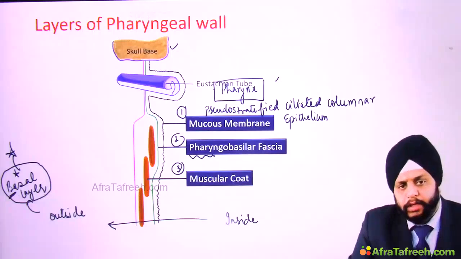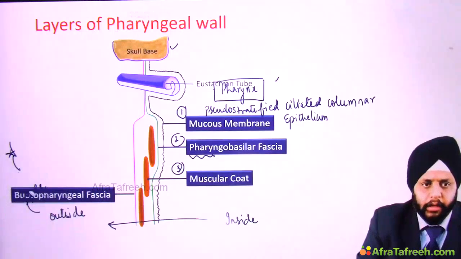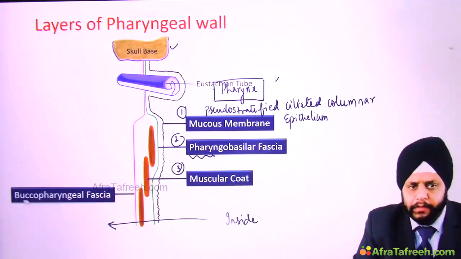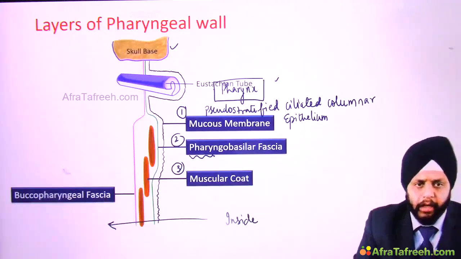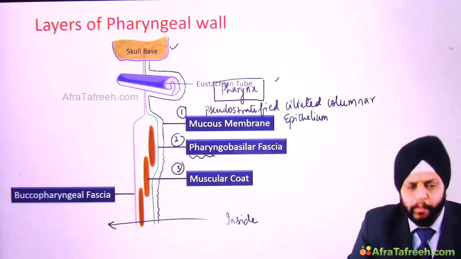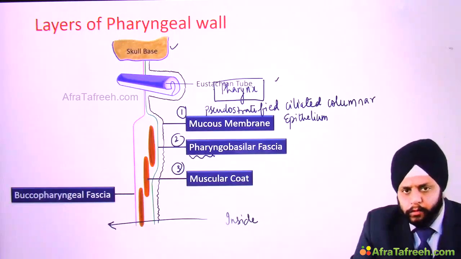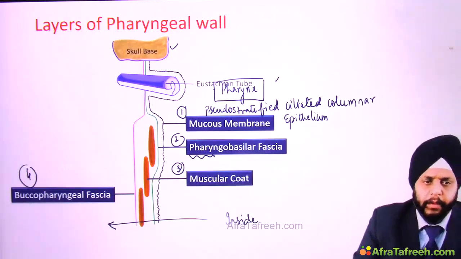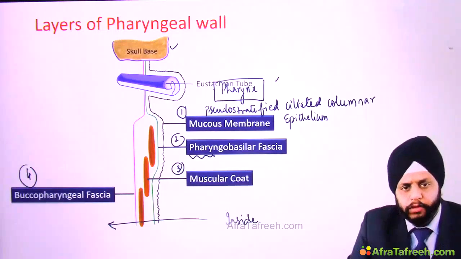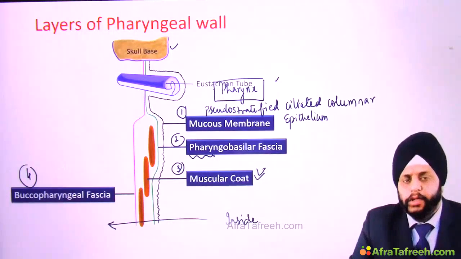Okay, so this layer is known as buccopharyngeal fascia, right? So you see the B has come first, the pharynx part has gone behind, so buccopharyngeal fascia. So these are the 4 layers of pharyngeal wall: mucous membrane, pharyngobasilar fascia, muscular coat, and the buccopharyngeal fascia, right? Now, out of these 4 layers, the most important layer for us to study is the muscular coat. So let us study this layer in further detail.